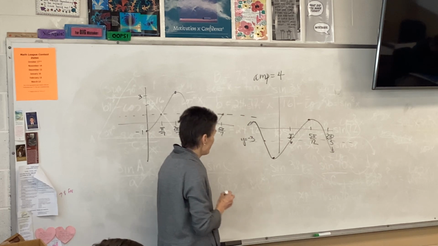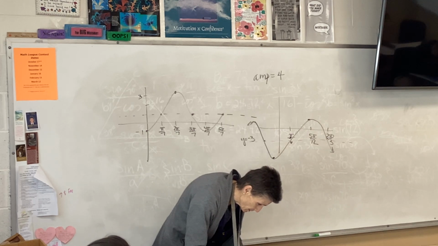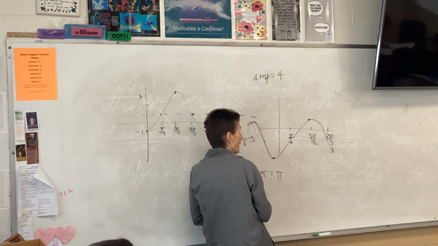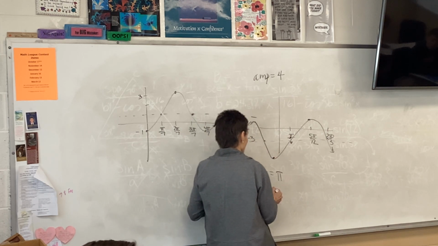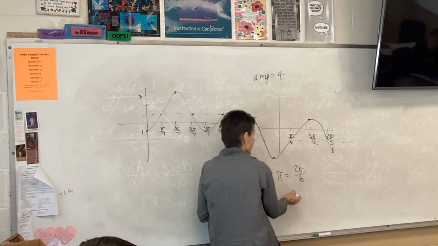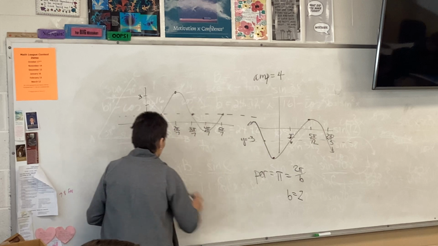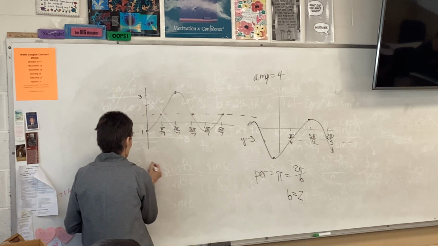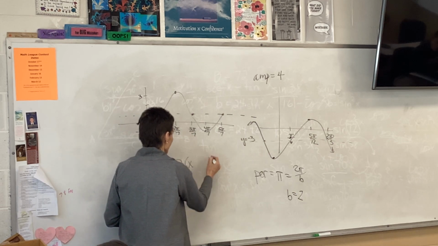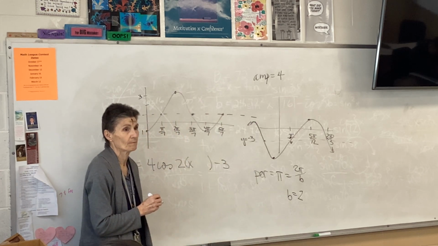And what else are they? Period. What's the period of the thing? Pi. And that's kind of an easy one. That means your B number, remember period is 2 pi divided by B, so the B number must be 2. So when I write my cosine equation, I already know the amplitude's 4, I know B is 2, and I know the midline or vertical shift is negative 3.